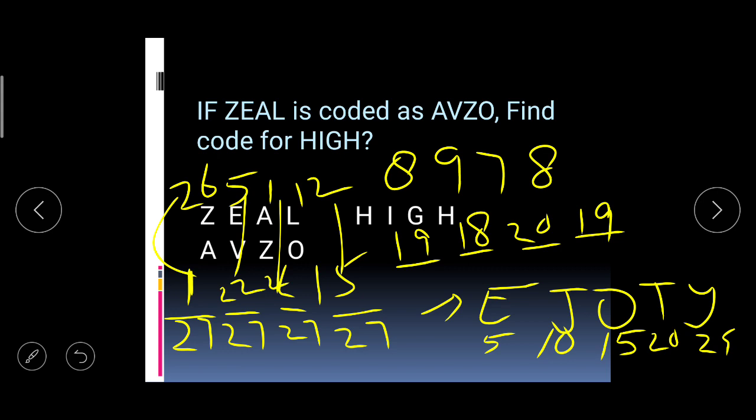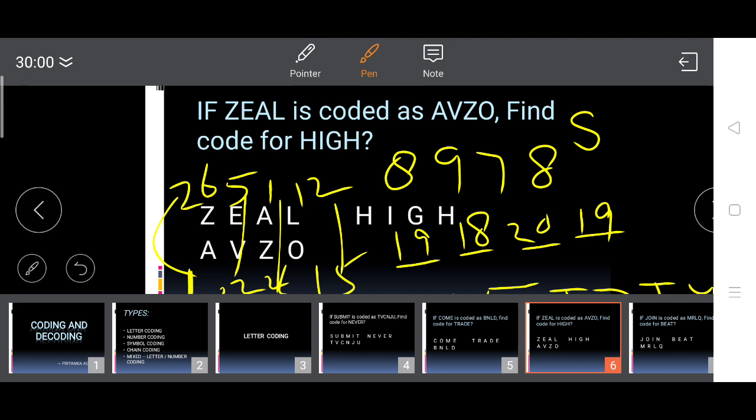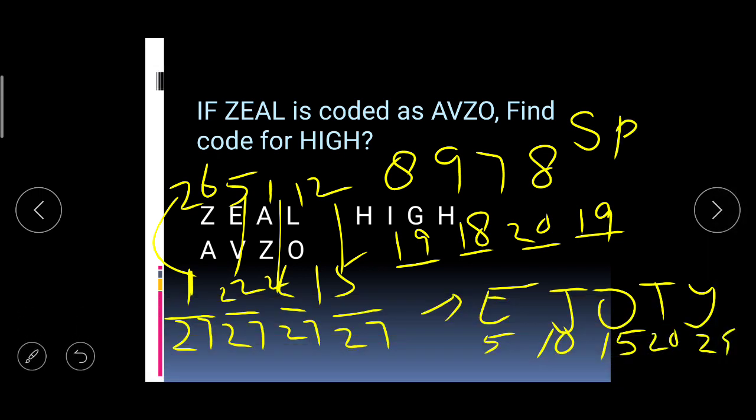Okay, let's put the letters in place of these positions. Which is the 19th letter? The 19th letter is just before T. Just before T it is S. Which is the 18th letter? The 18th letter is R. Which is the 20th letter? We know it's T, 20. Which is the 19th letter? Again that is S, right? So our code is SRTS. That is my answer, SRTS. Okay.